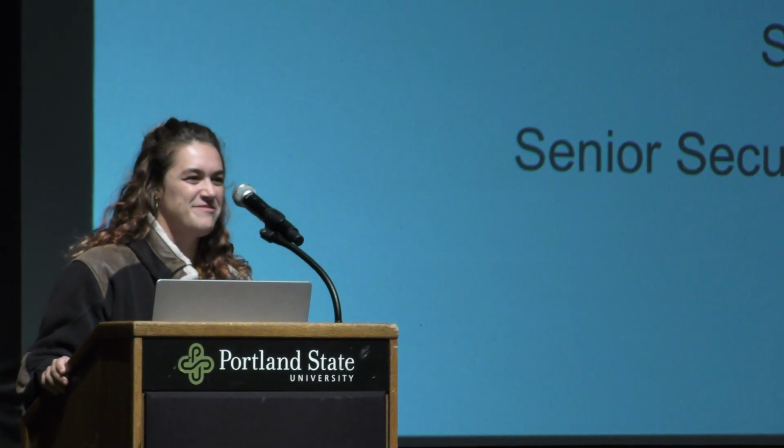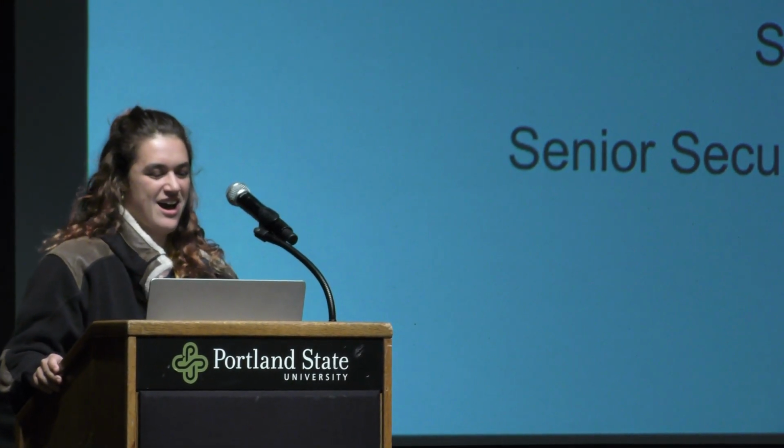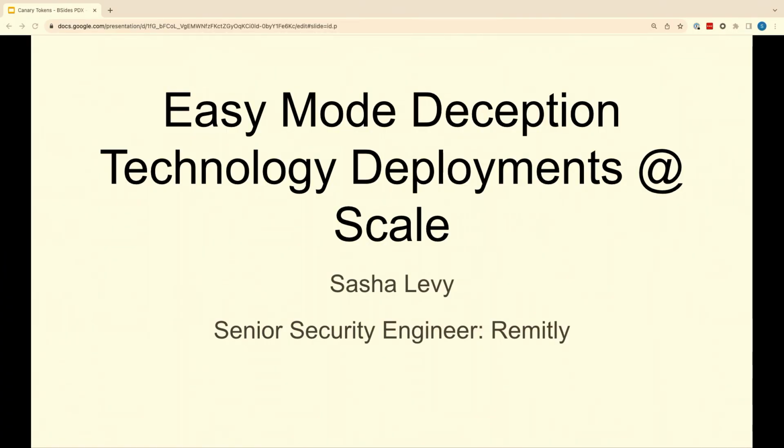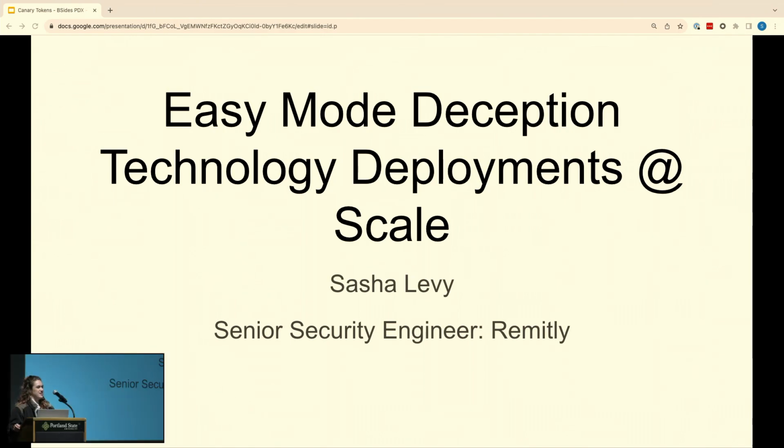My name is Sasha. I am a security engineer on the detection and response team at Remitly, which is based in Seattle. I have done a few different roles within the security org. I started off doing user security and trust and safety, and then I spent a few years doing vendor risk management and governance, risk, and compliance. And then I've spent the last 3-ish years in detection and response.